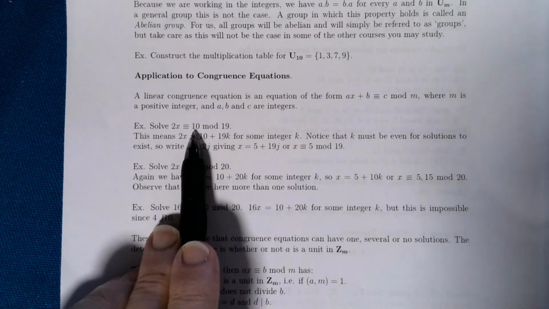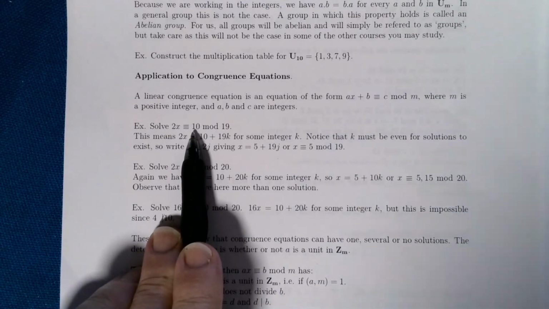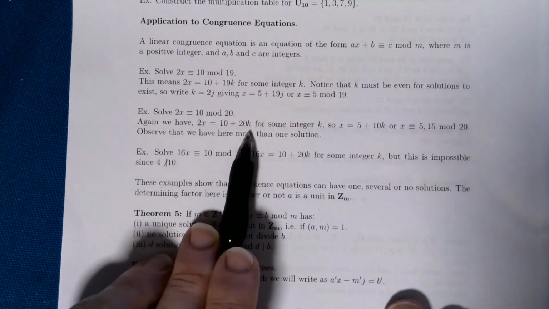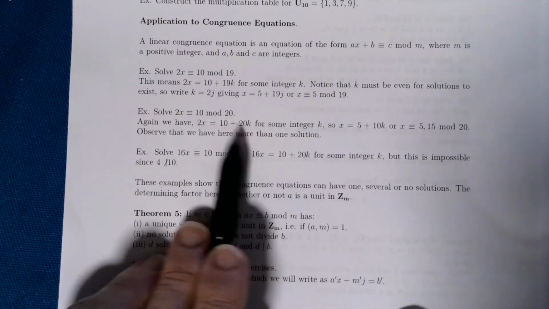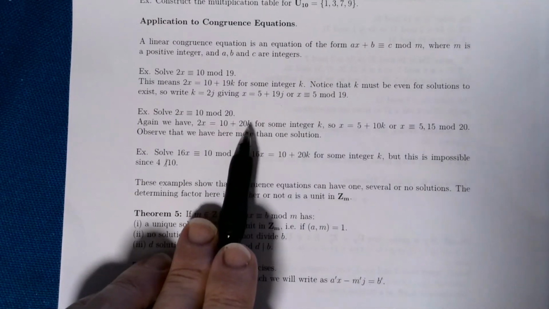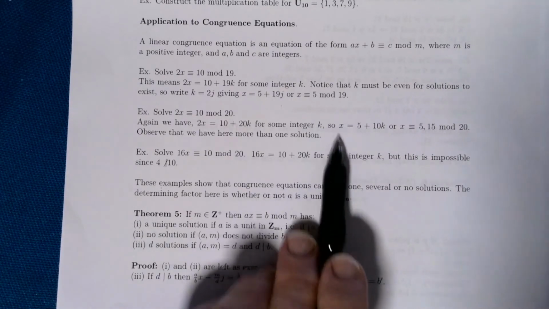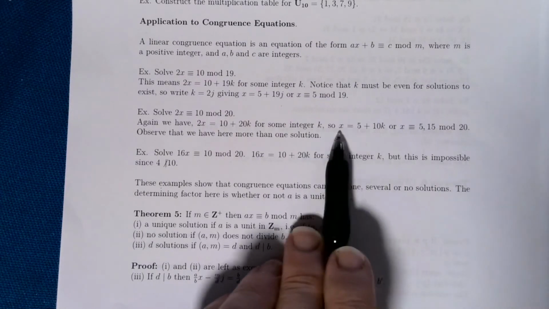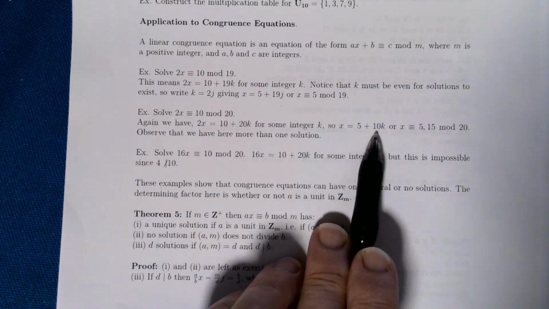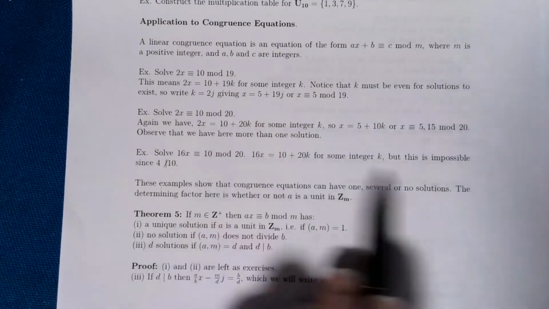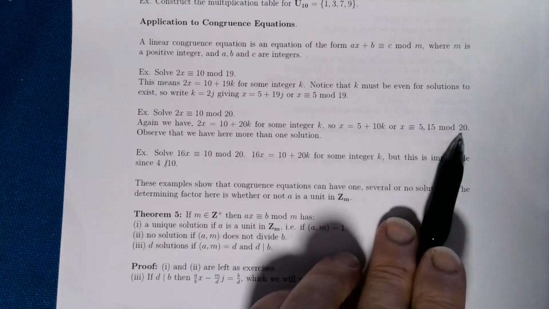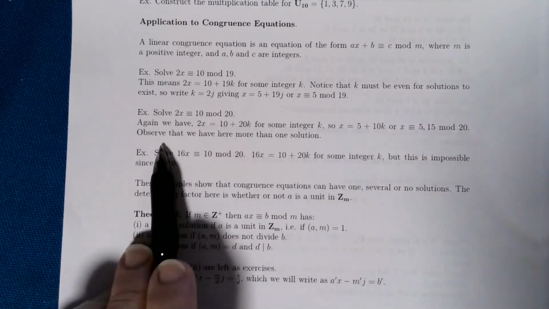Now we have to be careful because that doesn't always work. For example, if I do this modulo 20 and repeat the argument, I've got 2x is 10 plus 20k. Now in this case everything's even, so I don't need to do anything with the k. I can just divide and I get x is 5 plus 10k, and that means x is congruent to 5 mod 10, but I've got to go back mod 20, so I get x is congruent to 5, or 10 plus 5 is 15, modulo 20. So in this case we have more than one solution.